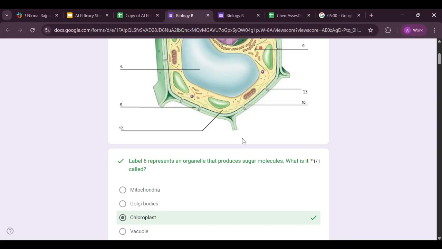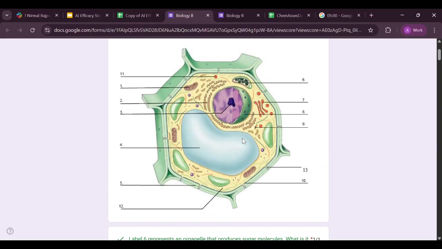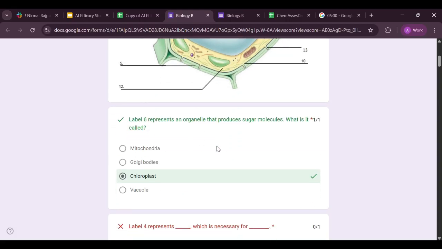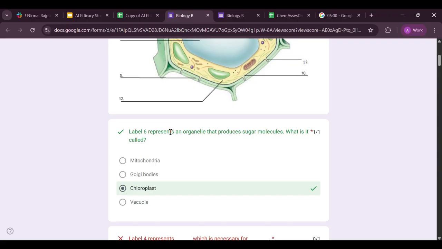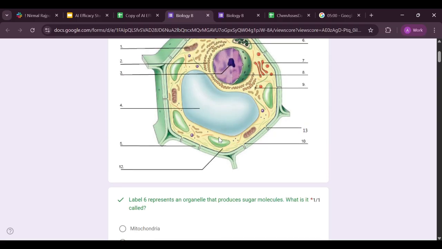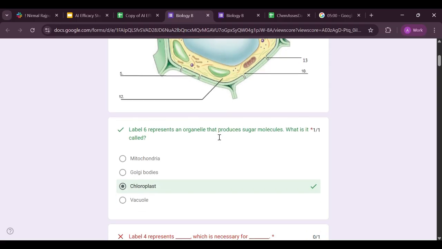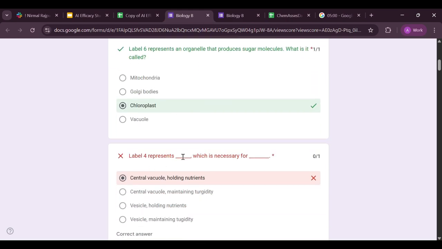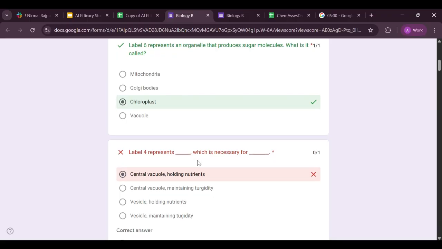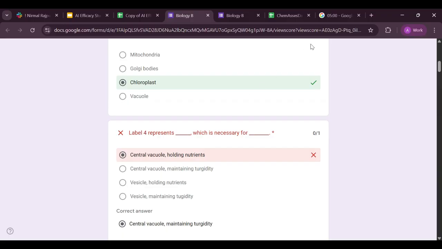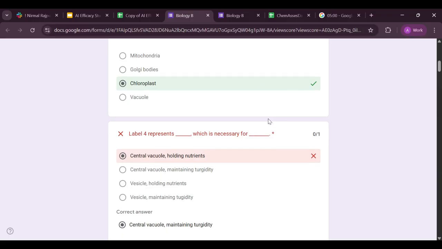So let's continue. Here is the plant cell. The first question was correctly answered by me: label 6 represents an organelle that produces sugar molecules. What is it called? It was chloroplast. However, I have only answered the second question. So let's check whether I will get the correct answer using Google or not.